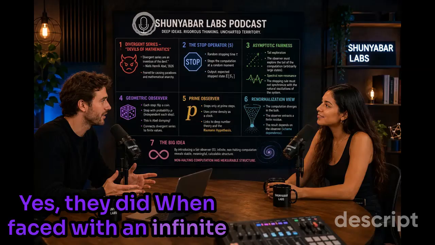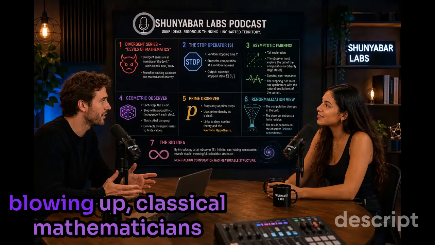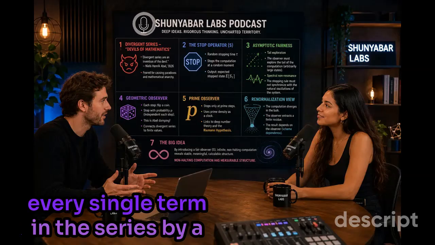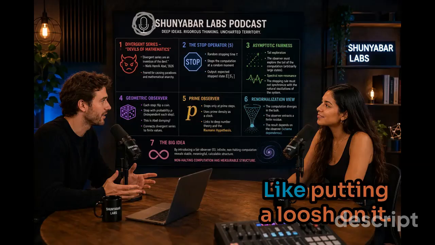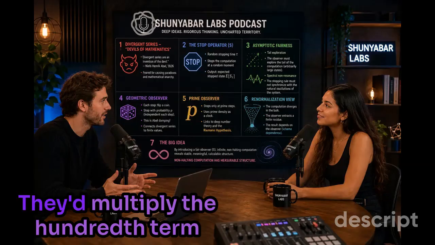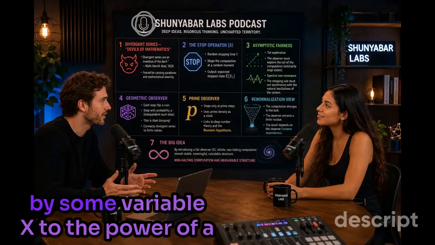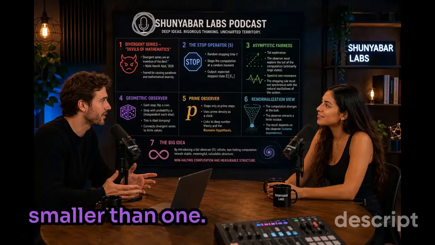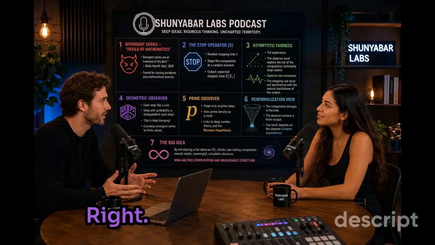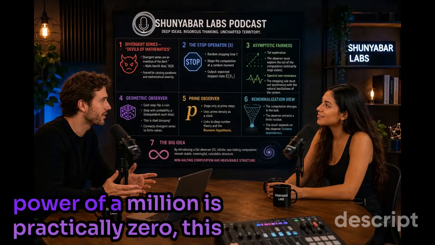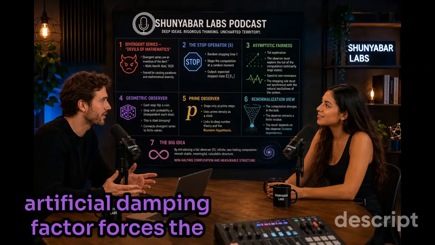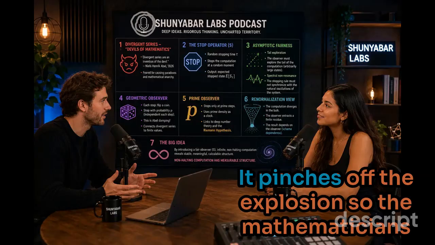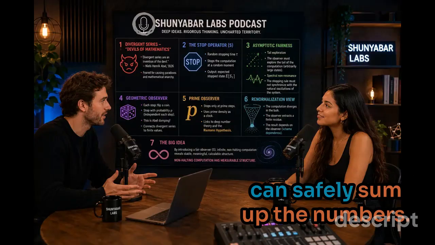When faced with an infinite series of numbers that was just blowing up, classical mathematicians would sometimes artificially multiply every single term in the series by a damping factor. Like putting a leash on it? Exactly. They'd multiply the 100th term by some variable x to the power of 100, where x is a number just barely smaller than 1. So like 0.999. Right. And because 0.999 to the power of a million is practically 0, this artificial damping factor forces the infinite tail of the series to shrink down to nothing. It pinches off the explosion so the mathematicians can safely sum up the numbers.